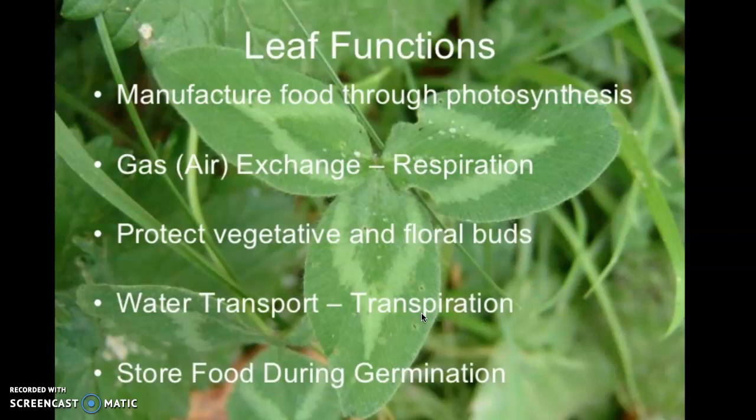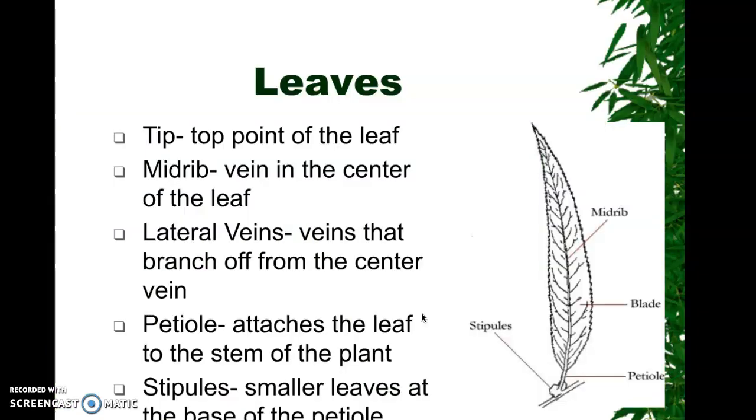So the leaves provide the shade and protection from elements such as rain, sun beating down and burning it, lots of other ways that it protects the young vegetative buds. Then it helps with water transport, such as transpiration. And then food storage. It holds on to that food while it's growing. It's a very important job.